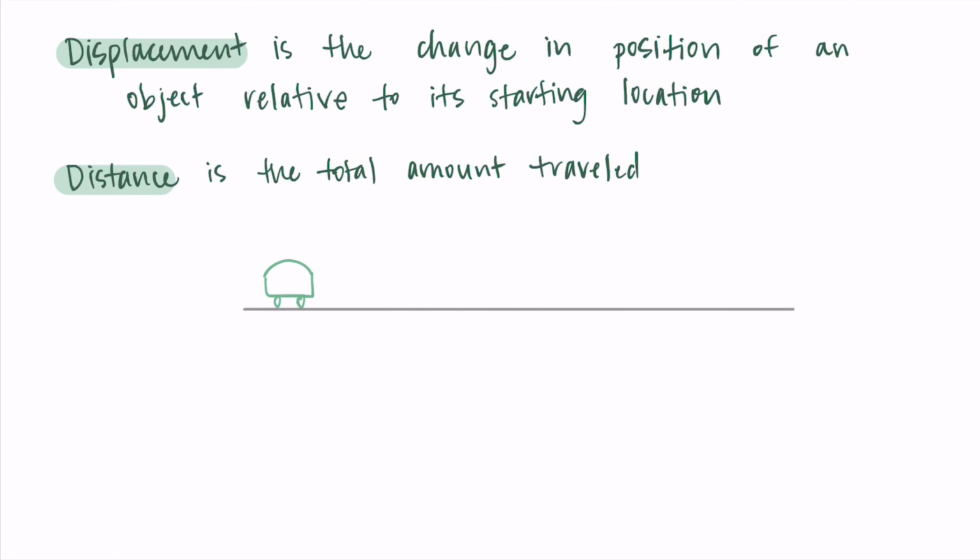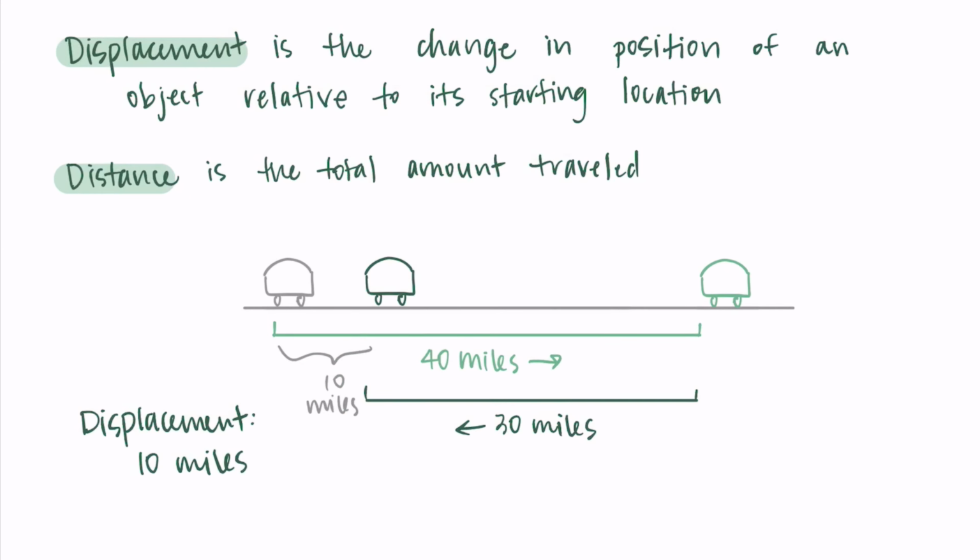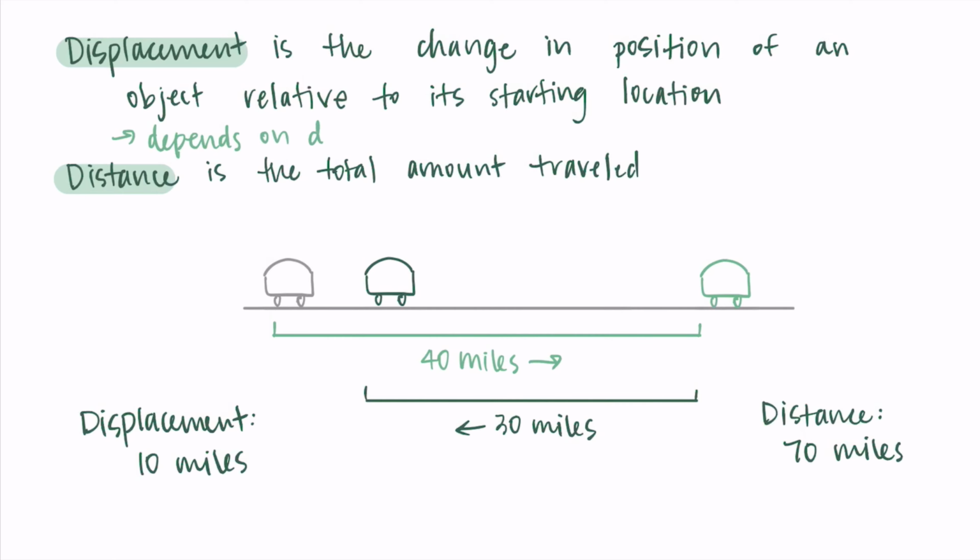Or you could imagine some cars driving. I'm drawing a silly little picture of a car here, but let's imagine it goes 40 miles forward and then 30 miles backward. The displacement would be 10, since there are only 10 miles between where it started and where it ended. But the distance traveled would be 70 miles, since it went forward 40 and then backward 30. So just remember that displacement depends on direction, but distance doesn't depend on direction. It just wants to know how far it traveled altogether.